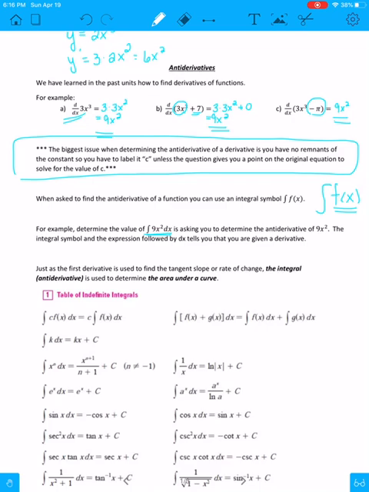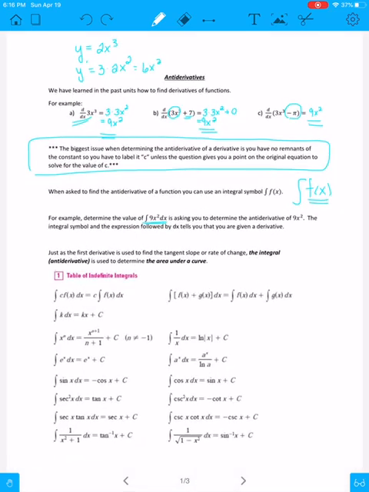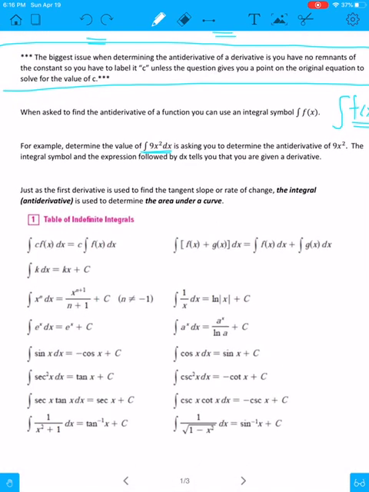Okay? Just as the first derivative is used to find the tangent slope or rate of change, that's what we did when we found the first derivative, right? It gave us a tangent slope or rate of change. The integral, or the antiderivative, gives us the area under a curve. So after we learn how to do antiderivatives, we're going to be finding areas under a curve. We're going to be finding volumes of revolution, and those all come from antiderivatives.